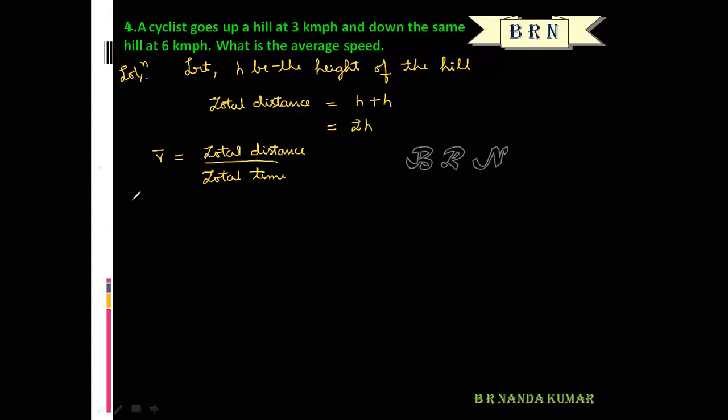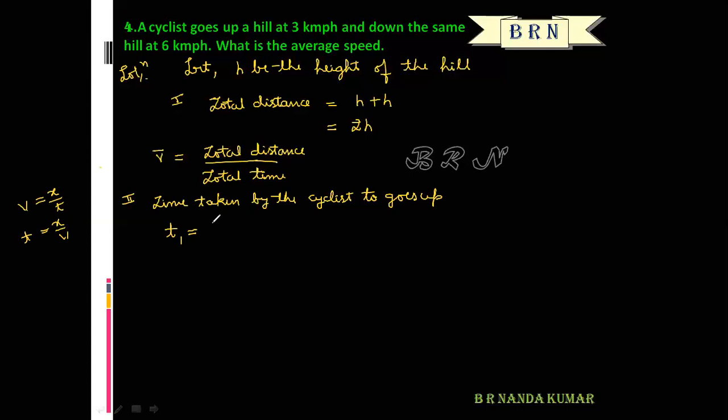So here we have to calculate the time taken. What is the time taken by the cyclist to go up? So the time taken by the cyclist to go up, that is t1, is equal to, what is the formula? Speed is distance divided by time. Time is distance divided by speed. So t1 is equal to x1 divided by v1.